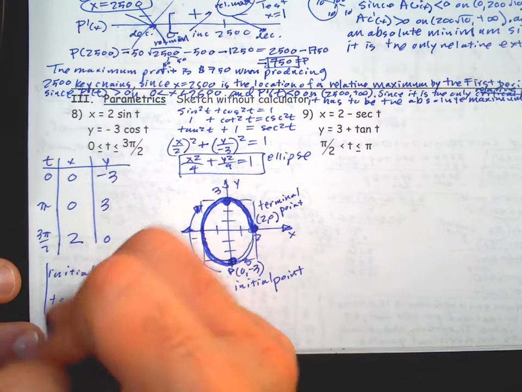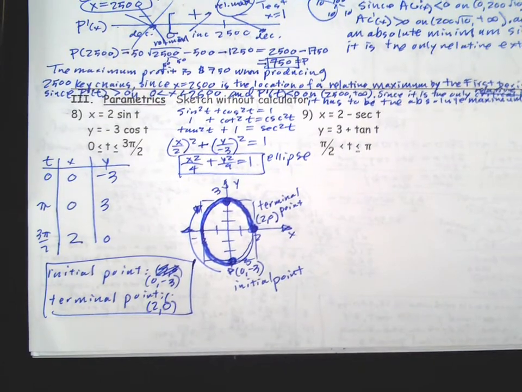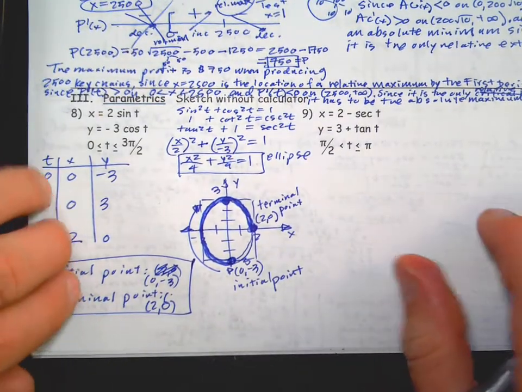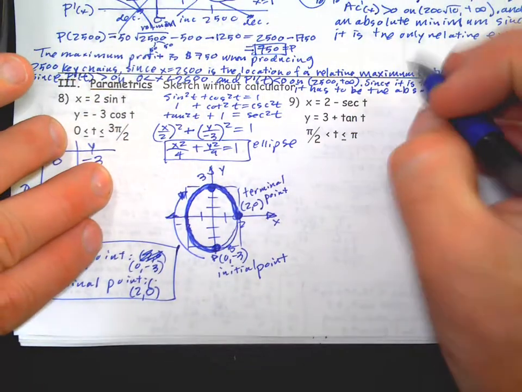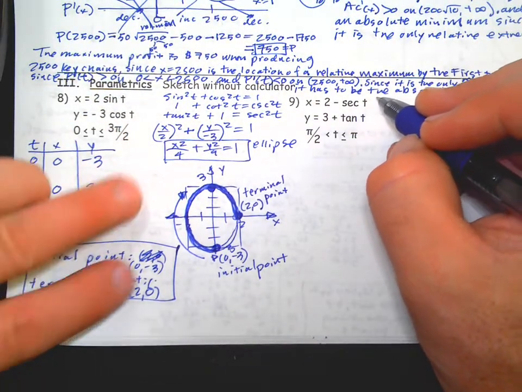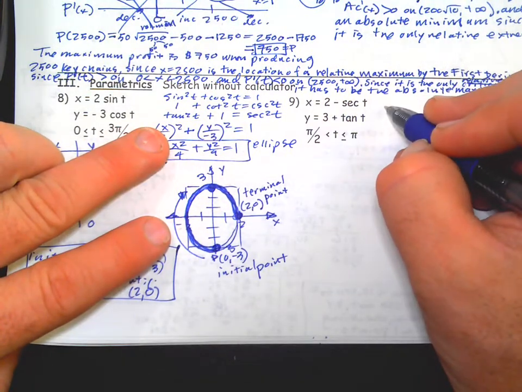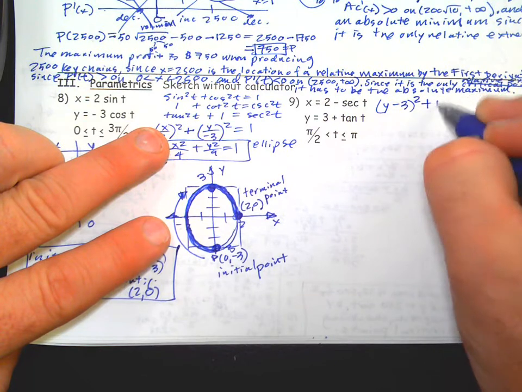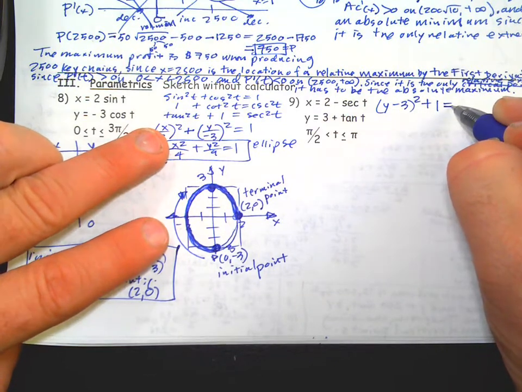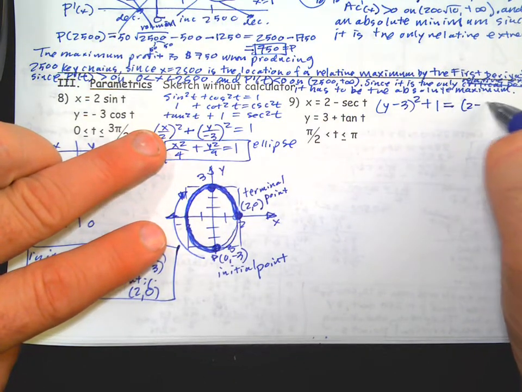So there we go. All right. I mean, these ones should seem kind of easy compared to those last problems with that first derivative test stuff. Okay, next we're going to use the one with tangent: y minus 3 squared plus 1 equals secant, which is 2 minus x squared.